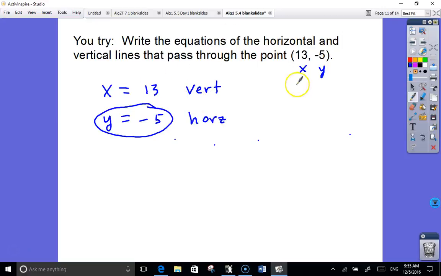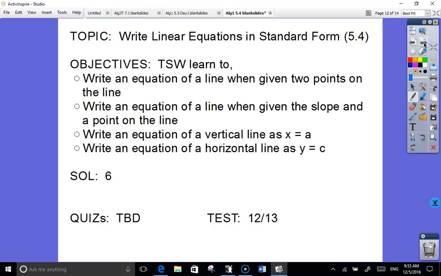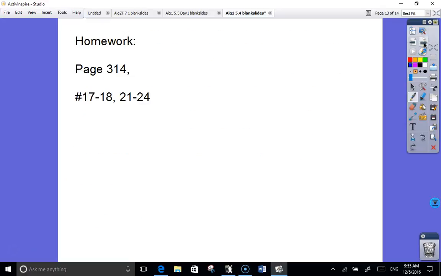Okay, just a second. Okay, that's it. And that's the homework. Expect a quiz tomorrow where you'll be given 2 points, neither one of which is the y-intercept, or a point and a slope.